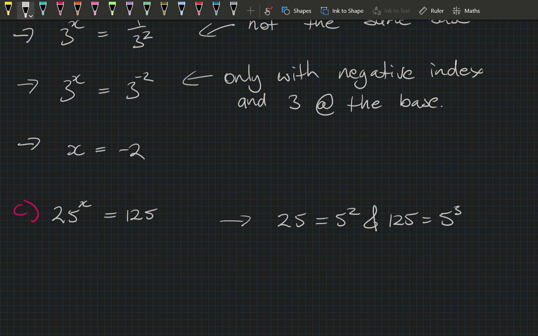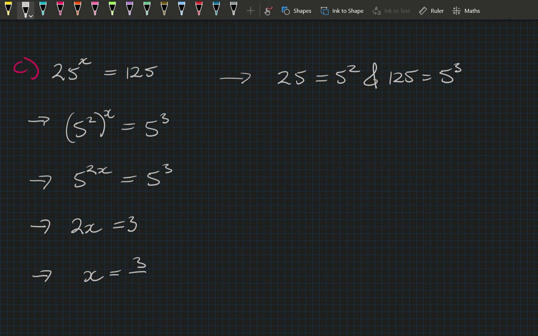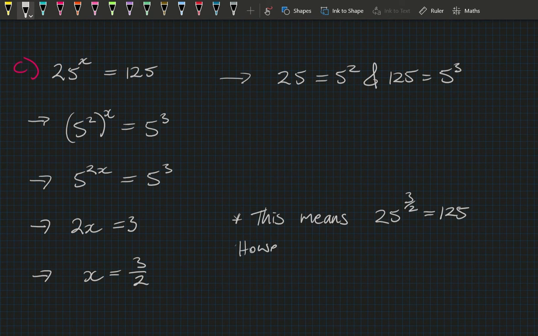So we could rewrite that as 5 squared raised to the x equals 5 to the 3, just subbing in the powers of 5 that relate to 25 and 125, right? So therefore we can say we've got 5 to the 2x equals 5 to the 3, and this could only be true if 2x was equal to 3, and of course that means that x is equal to 3 on 2. So this means that 25 raised to the power of 3 on 2 is equal to 125.